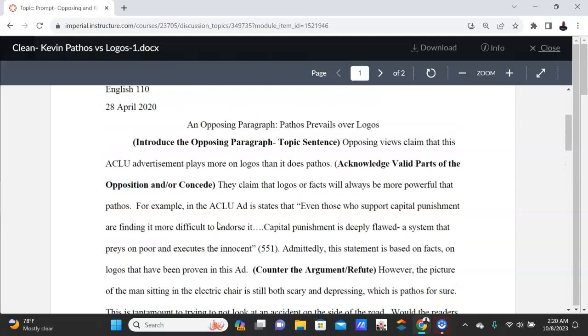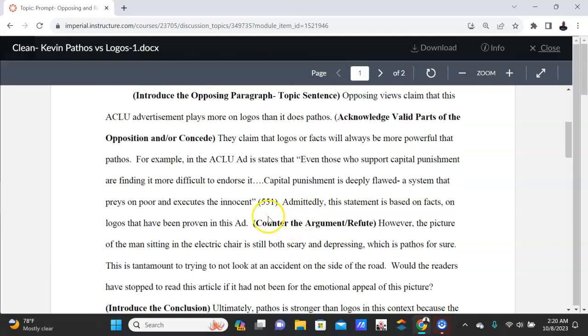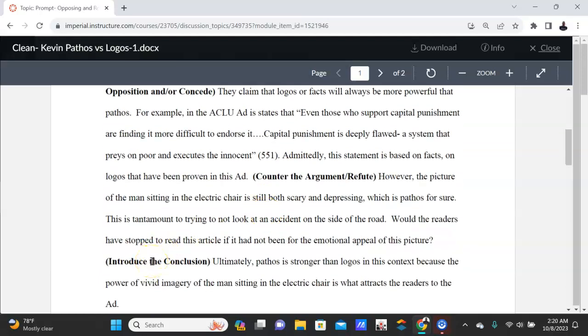So when you're writing your counter paragraph, you're going to introduce the opposing paragraph, the topic sentence. You will do it in bold with the parenthesis. So you're going to include 1, 2, 3, 4 points. Okay? And if you need to look at these points more in depth, I have the document for you to look at. Let's go there.